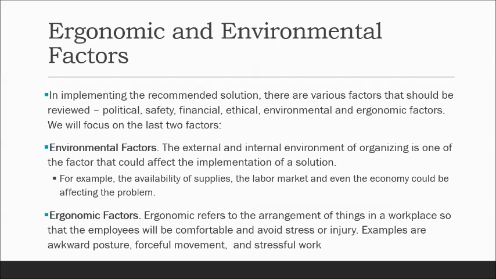Another one is yung mga chairs na ginagamit sa office, dapat comfortable yung mga empleyado or yung staff. So yan, that's ergonomic factors. Isa yan sa mga kailangan mong i-consider in implementing and recommending a solution sa isang problem. So ergonomic and environmental factors.